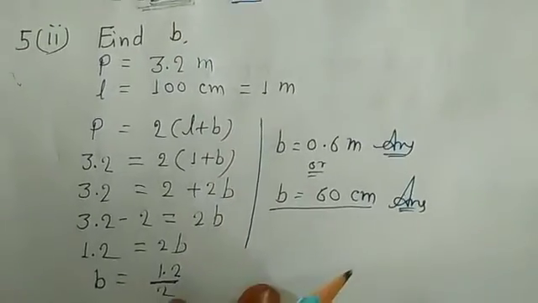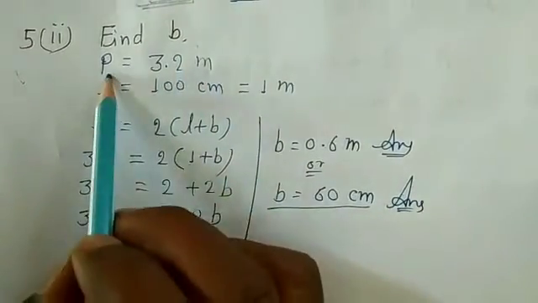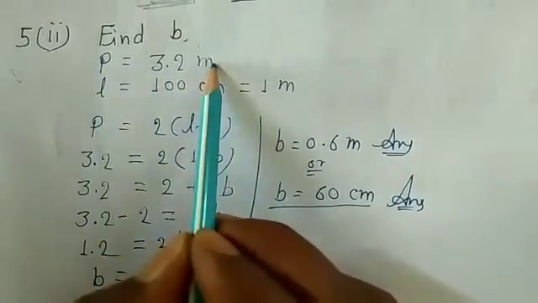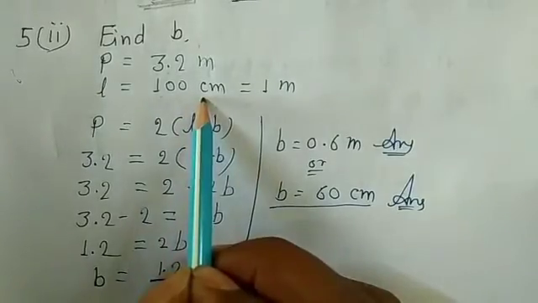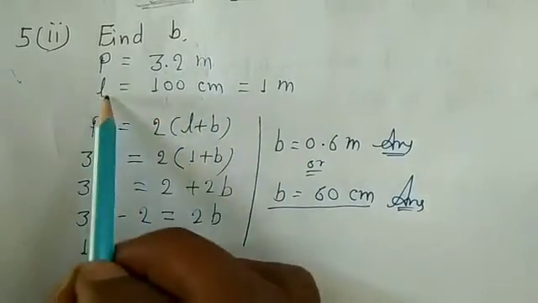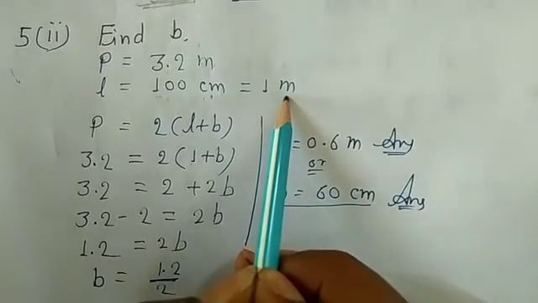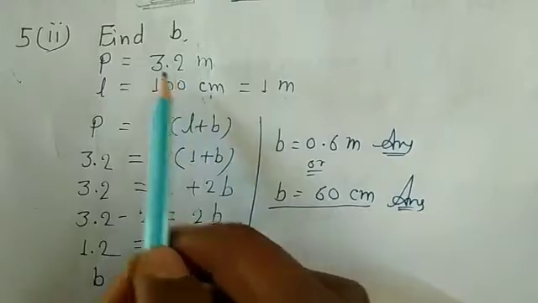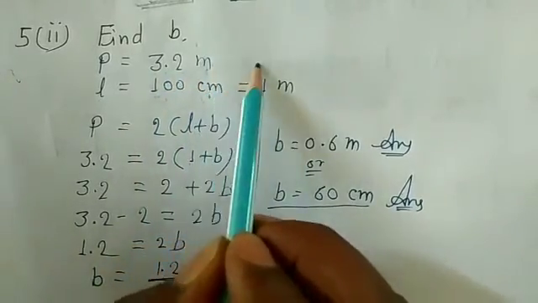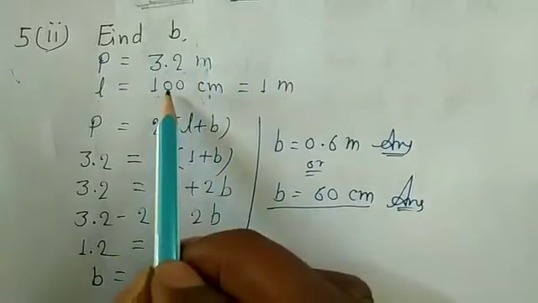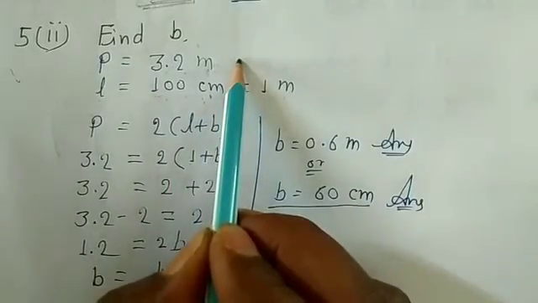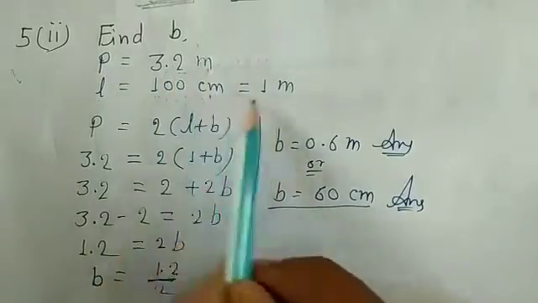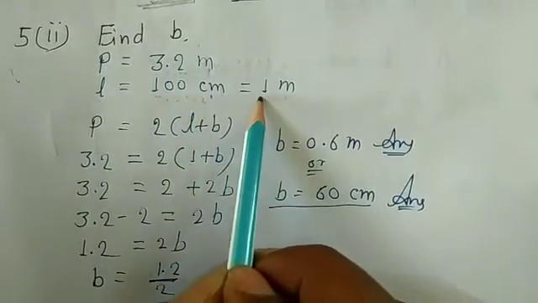Question number 5, part 2. We have to find B when P is 3.2 meter and L is 100 centimeter. Now perimeter is in meter and length is in centimeter. First of all we have to convert the unit, so 100 centimeter will be written as 1 meter. 1 meter consists of 100 centimeter, or we can change this value also. Instead of this, this is 3.2 meter, multiply by 100, so this will be 320 centimeter. Then this will be 100 centimeter and this is 320 centimeter. So we can solve it using these values also. But here this is 3.2 meter and we have converted 100 centimeter into meter.